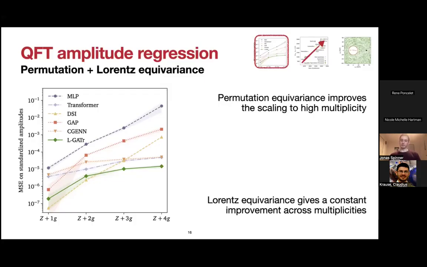So there are two takeaways here. First, you want permutation equivariance in this application because this improves your scaling to the high multiplicities. And second, if you add Lorentz equivariance on top, then you get another constant improvement. You might now say that the difference between a transformer and the L-GATr is not that big if you go to high multiplicity, but improving by a factor of 2 or so at this level is really a big achievement.